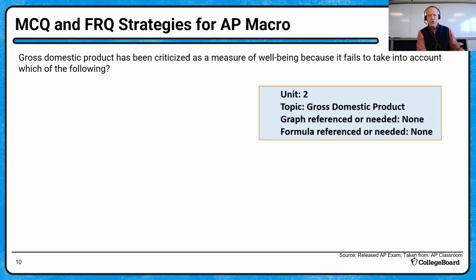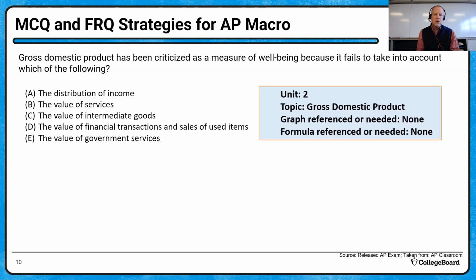How much has been produced? It doesn't tell us how happy we are. It doesn't tell us how well off we are. And it certainly doesn't tell us how much income is distributed, or how equitably income is distributed among a society. So we need to keep all that in mind. We need to go ahead and recall that before we look at the answers, because something within there is going to be the correct answer. So jot those down, have them in mind.